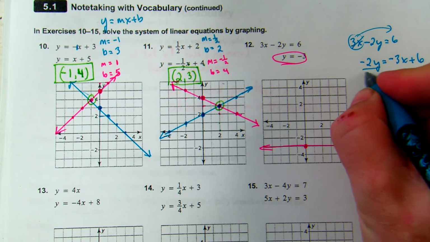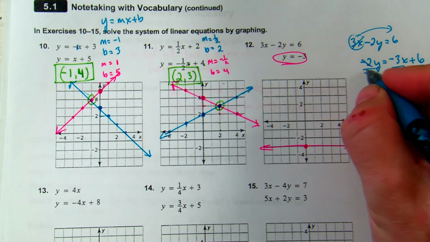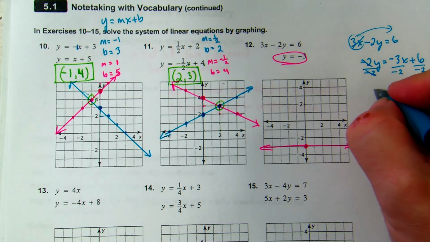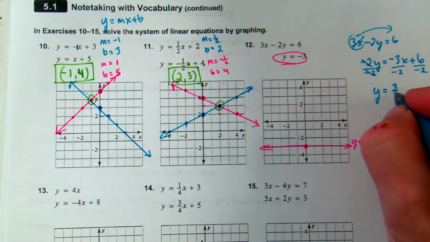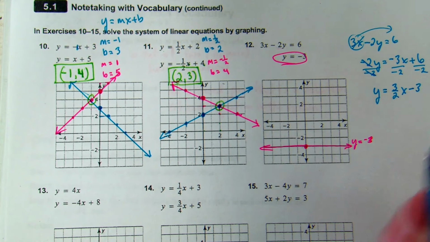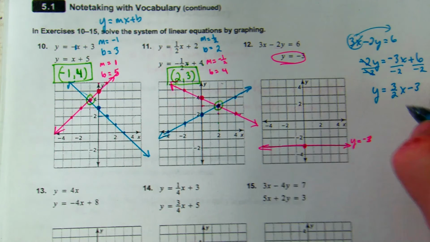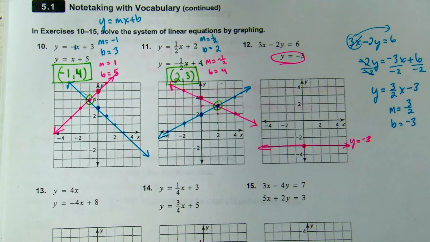Now I'm going to divide by negative 2. The negative 2 over negative 2 becomes a 1, so we just have y. Negative over negative is positive, so we have 3 over 2. And 6 divided by negative 2 is the same thing as a negative 3. Now I should be able to pull out my slope and my y-intercept. The slope is going to be 3/2. The y-intercept is a negative 3. That's convenient.